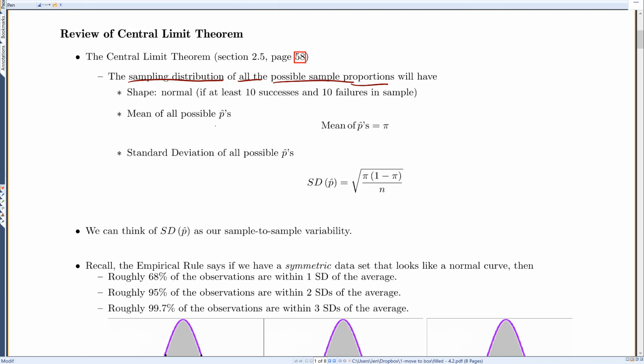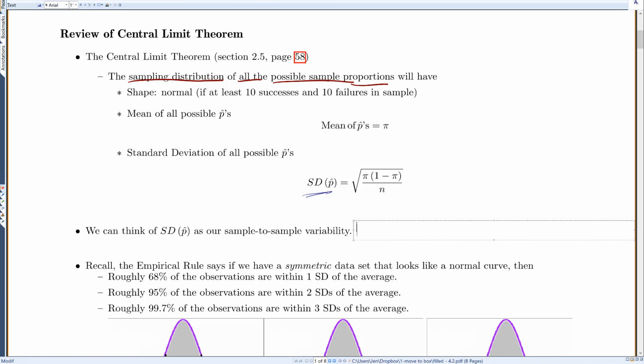The mean of all the possible p hats is going to be equal to pi. The standard deviation of all the possible p hats will be the standard deviation of p hat. And we just have this new notation that we introduced in the last section. It just means the standard deviation of all the p hats, all the sample proportions. That's going to be equal to the square root of pi times 1 minus pi over n.